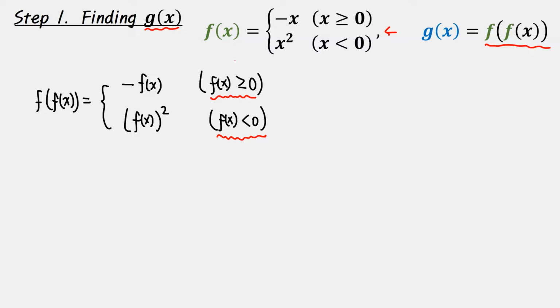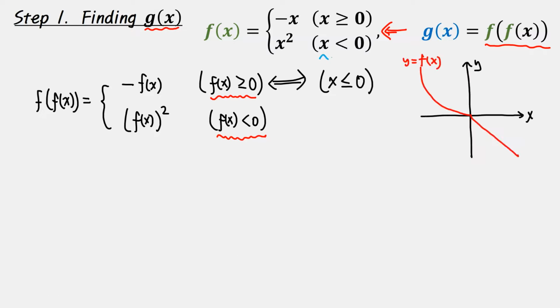Here we first have to determine the range of x that makes f(x) either positive or negative. By our definition of f(x), f(x) being positive or 0 is equivalent to x being negative or 0, because f(x) is positive when x is negative and f(x) equals 0 when x equals 0. Similarly, f(x) is negative if and only if x is positive. Again, from this definition and from this graph, it is fairly obvious. Therefore, we can say the following.